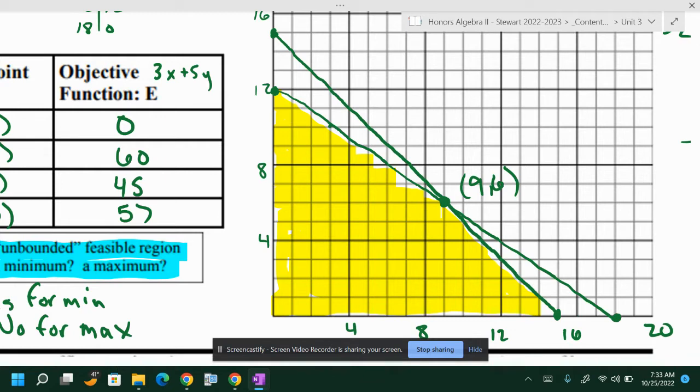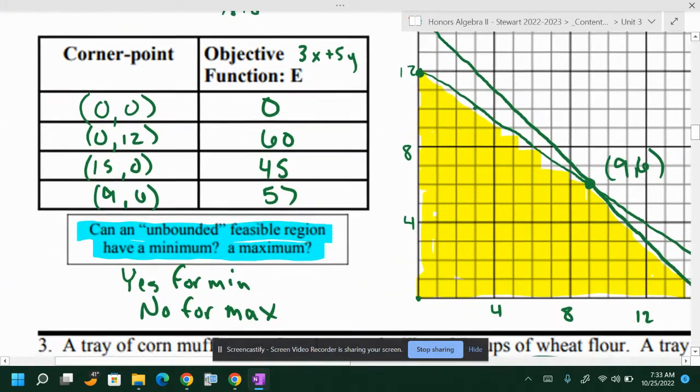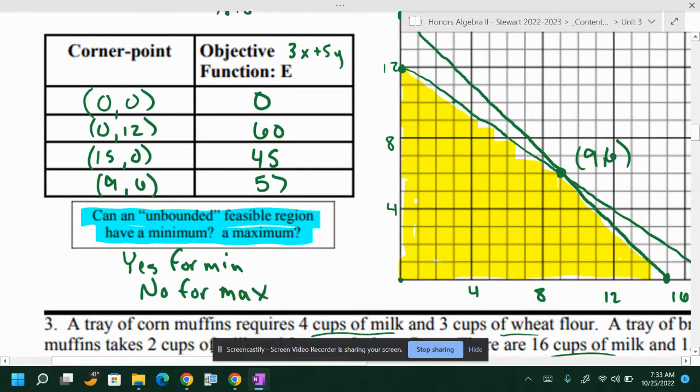If you notice, I'm looking at those specific 4 points that make up this feasible region, as I put over here on my little chart. From there, I also put those into my objective function, and I find out that my highest is going to give me 60, and my lowest, obviously, is going to be 0.